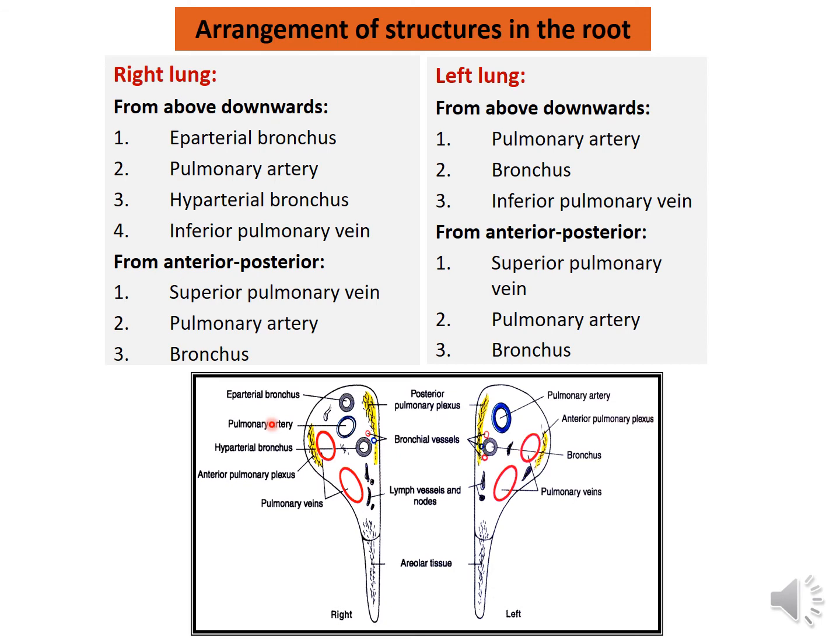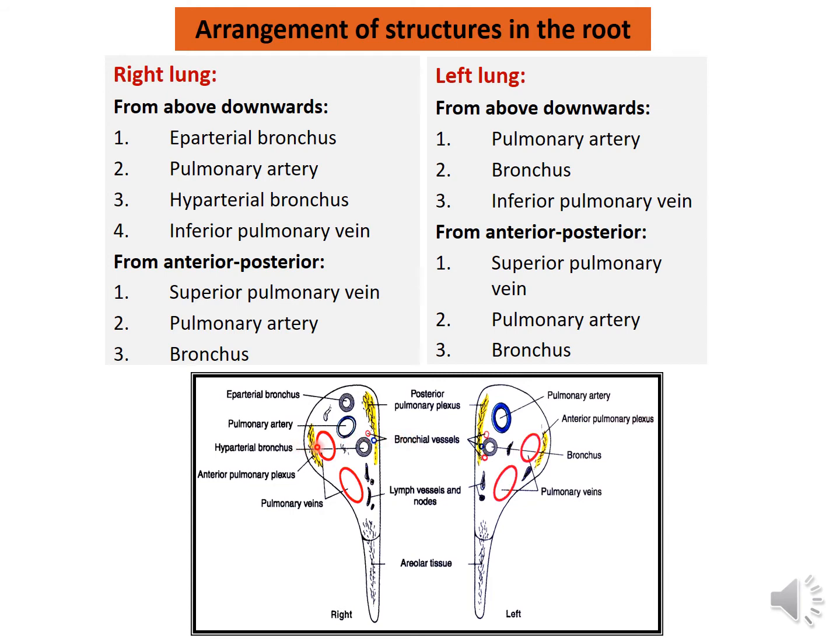Just below that you can see what? You can see the pulmonary artery. Below the pulmonary artery you can see the hyparterial bronchus, which means below the artery there is a bronchus, so it is named the hyparterial bronchus. Then you can see the inferior pulmonary vein. So this is the arrangement of structures in the hilum of the right lung, or in the root of the right lung, from above downwards.